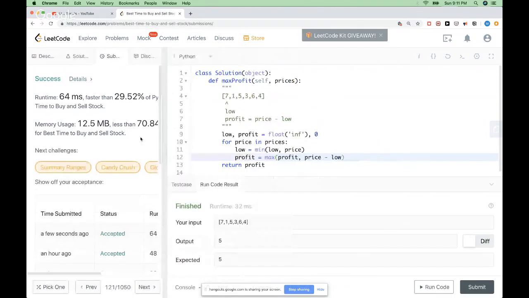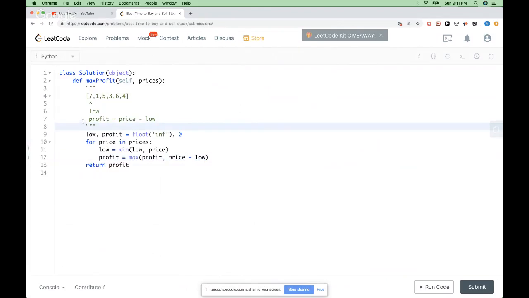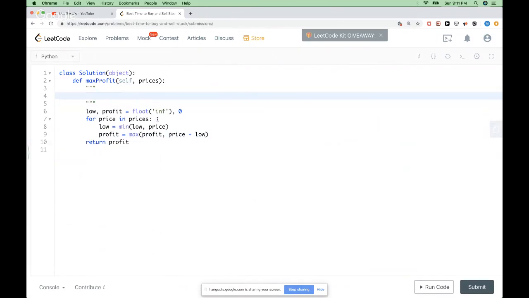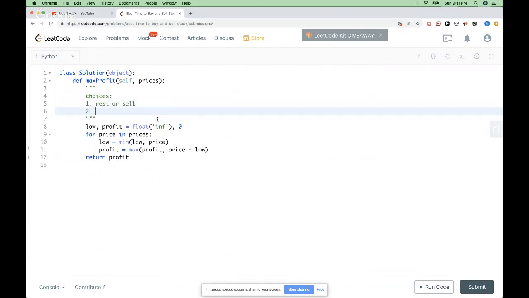Okay, so that passes. Now we can do this in another way using dynamic programming. With dynamic programming here, what are the choices? In one day you can either rest and not do anything, or you can sell, right? The other alternative is you could not do anything still, or buy a stock, right? So you can either buy or sell or do nothing. Those are the choices that you have.